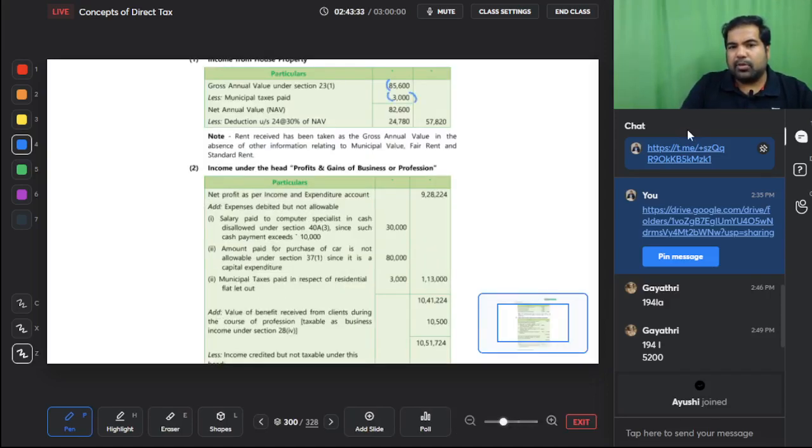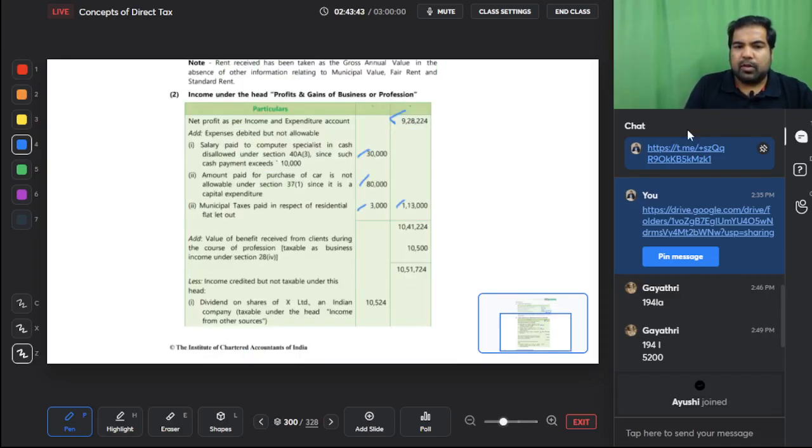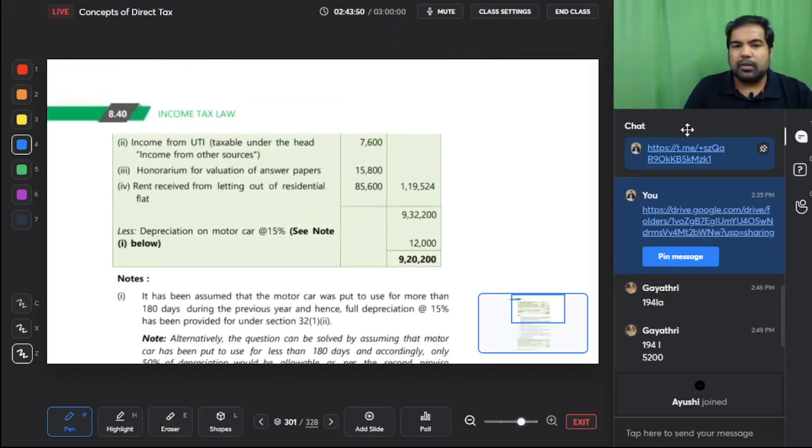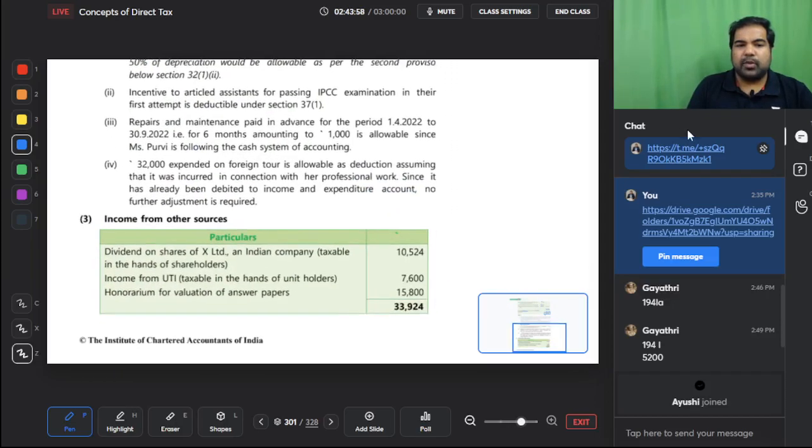$85,600 minus 3,000, 82,600, and 70% of that. This is perfectly fine. We started with this 30,80 and 3,000 we added. Value of benefit we had added. Less dividend we minused. 7,600, this also we minus, so perfect. And we took depreciation, which is perfect, so this also is perfectly fine.